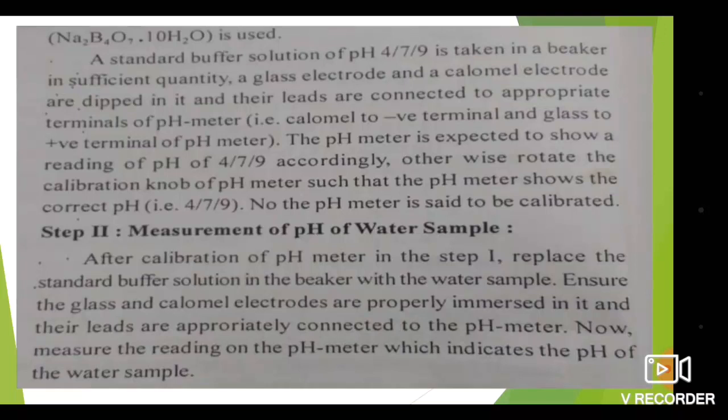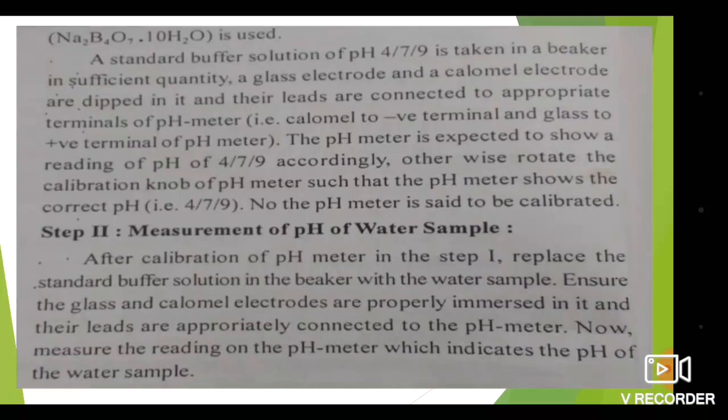So what is the procedure? Measurement of pH of water sample. After calibration of the pH meter in step one, replace the standard buffer solution in the beaker. In place of this buffer solution, keep the water sample whose pH we have to measure.